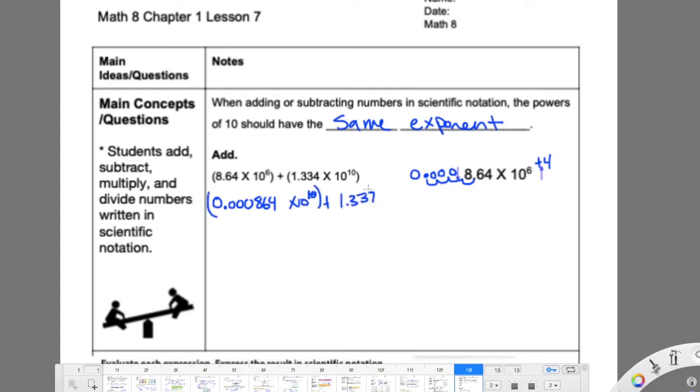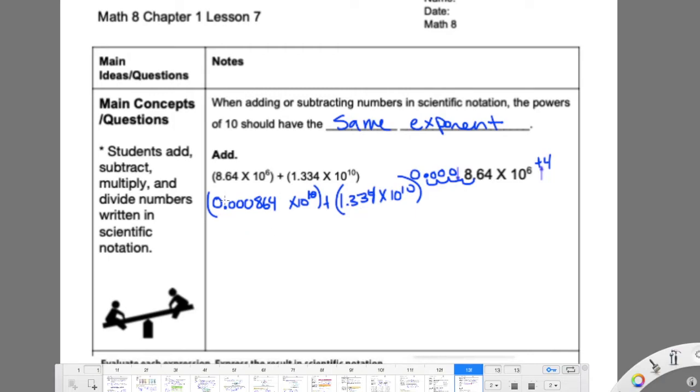Okay? So I just need to make sure that these pieces, and I'm going to circle them in red here, we need to make sure that those are the same. And if they're not the same, we need to make them the same like this. We need to fix it so that they are, in fact, the same. So now I can add together these two numbers.